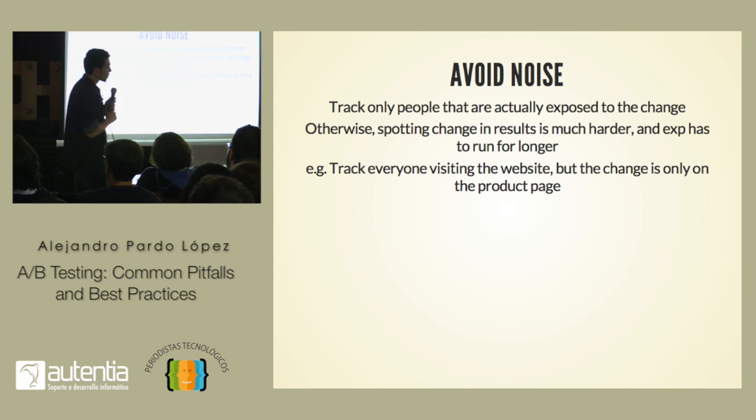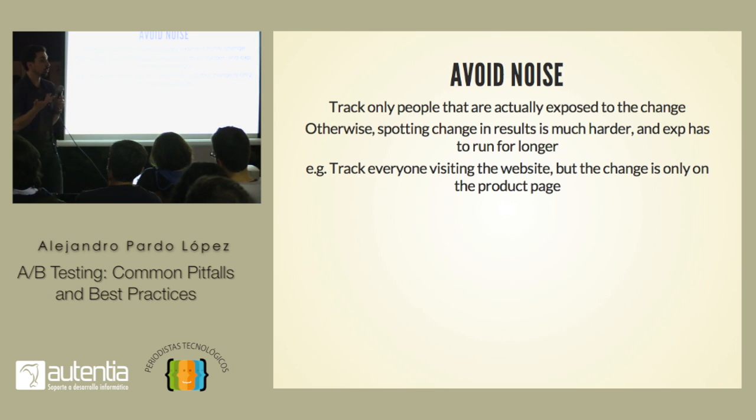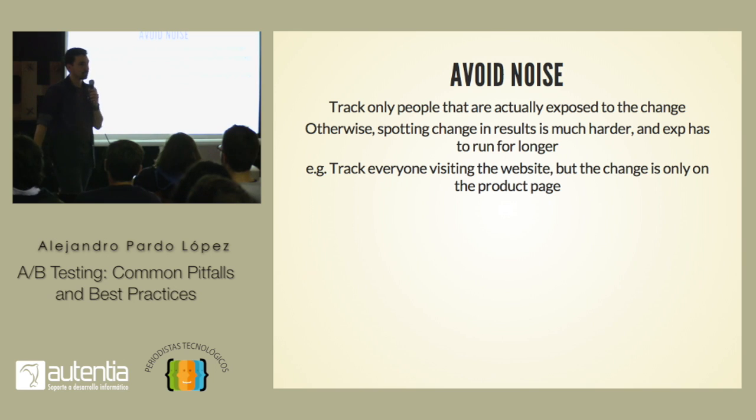Avoid noise. What I was mentioning before, if you track people when they don't see the change, you are tracking people that are not exposed to the feature, meaning you have more visitors that are not seeing the feature. So we're not affecting them. The more noise you have, the less the impact we can detect. It's the same as the robots. You have a lot of visits that are not being affected by your change. And then you need to run the test for longer in order to detect the impact.